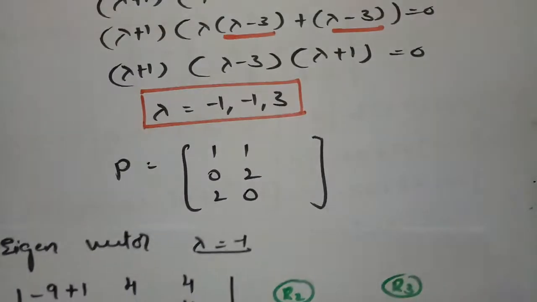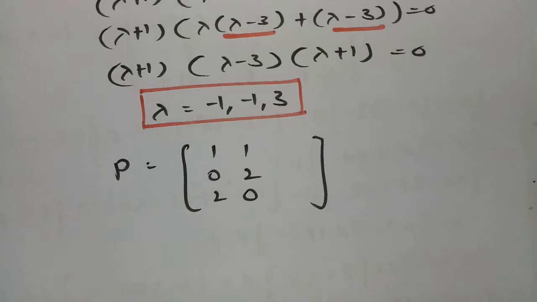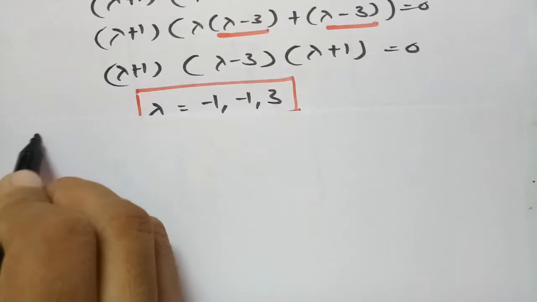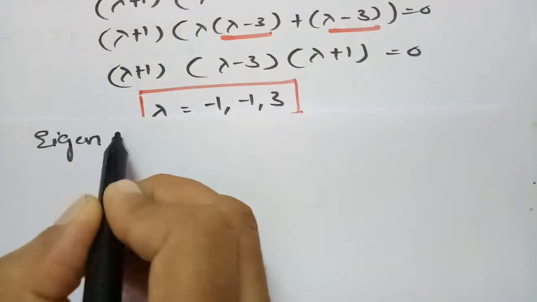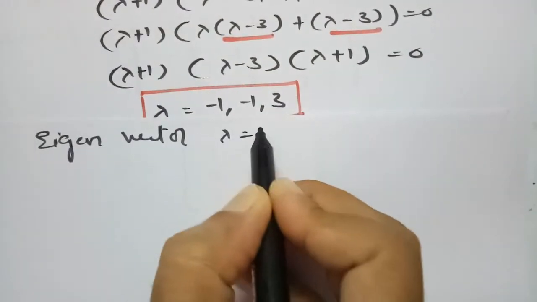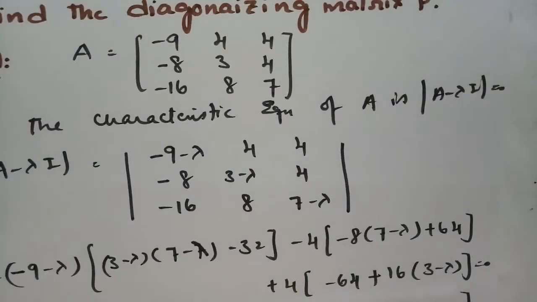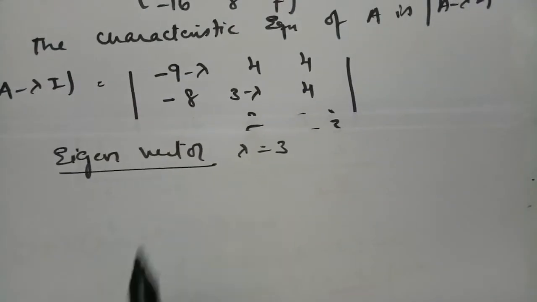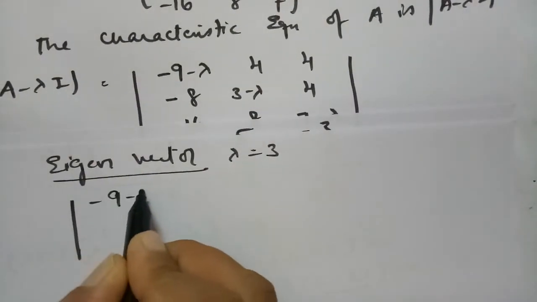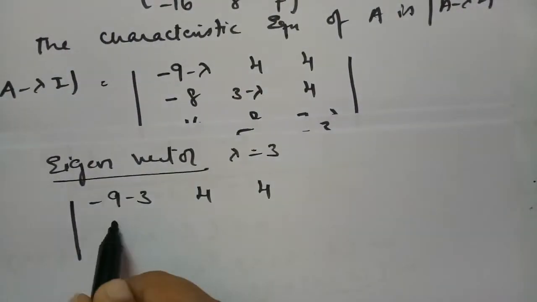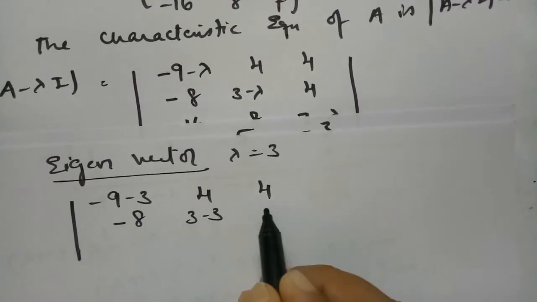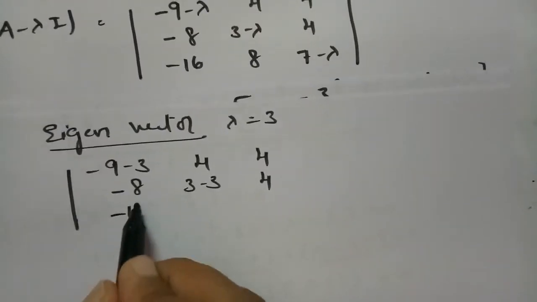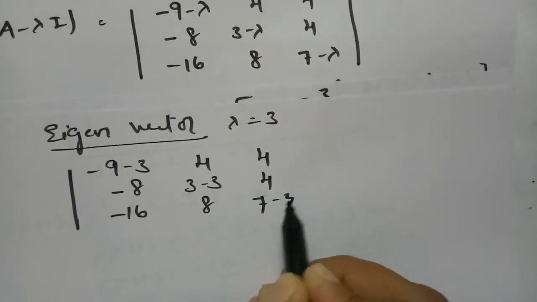And next, with respect to 3, we have to find out the vector, that is characteristic root, that is the eigenvector for the corresponding eigenvalue lambda is equal to 3. So for that we have to substitute here in this. So this will be, see, minus lambda, minus 3, this is 4, this is 4, this is minus 8, this is 3 minus 3, this is 4, and this is minus 16, this is 8, and 7 minus 3.